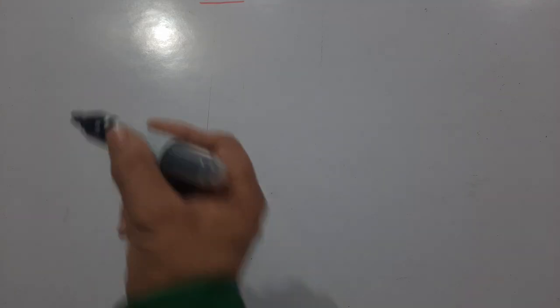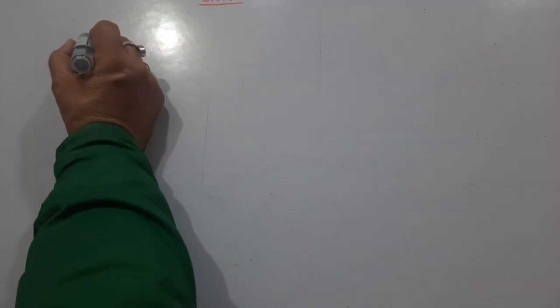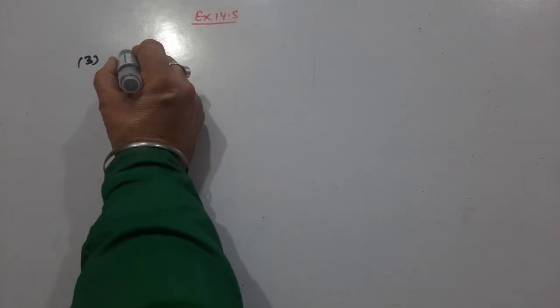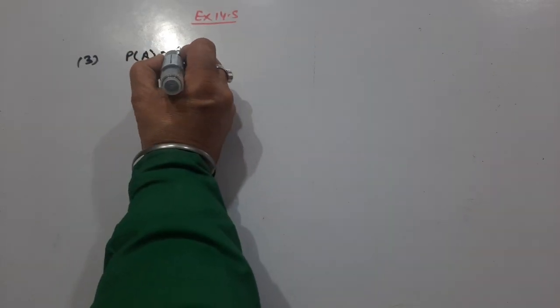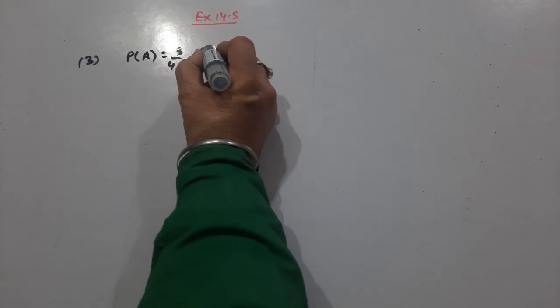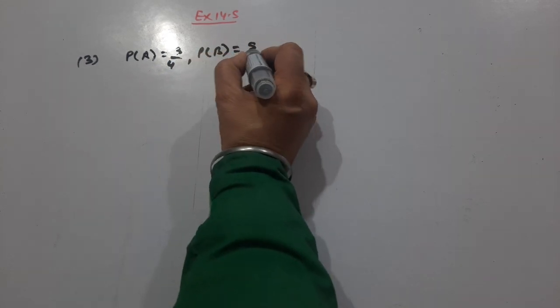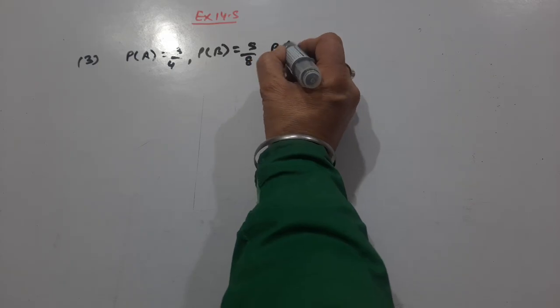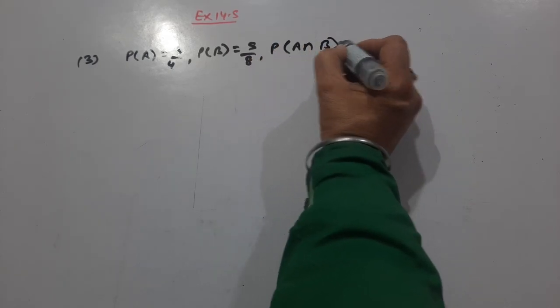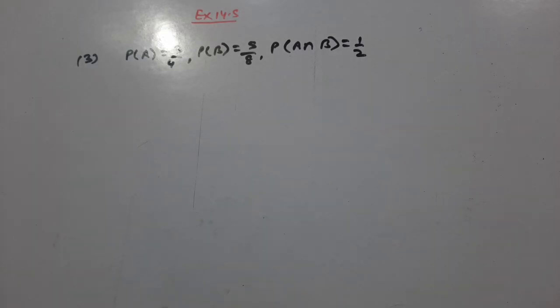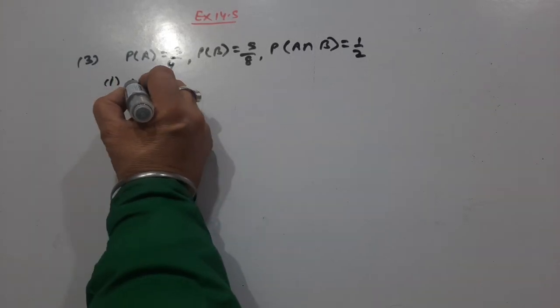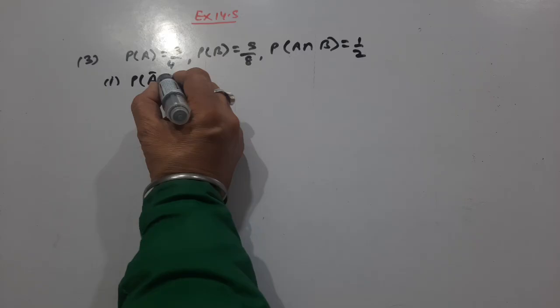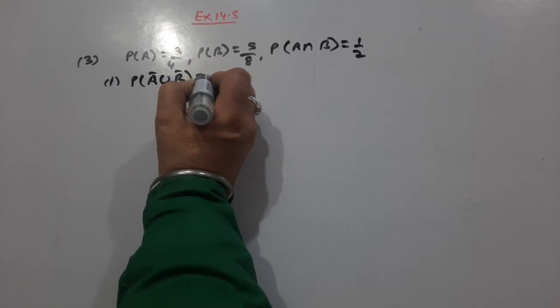Now students, let us see the third question. The third question is, if A and B are events in a sample space such that P of A is equal to 3 upon 4, P of B is equal to 5 upon 8, and P of A intersection B is equal to 1 upon 2. So find, number 1, P of A bar union B bar. This is to be found.